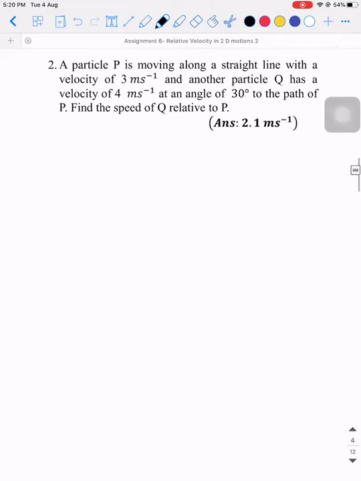So there is a particle P which is moving in a straight line with a velocity of 3 meters per second. Another particle Q has a velocity of 4 meters per second at an angle of 30 degrees to the path of P. Find the speed of Q relative to P. Can you guys simply try and see? I'll just give you 2 minutes time. You people try, no? Even if it is wrong, it is fine.